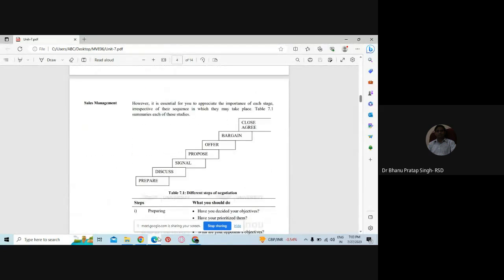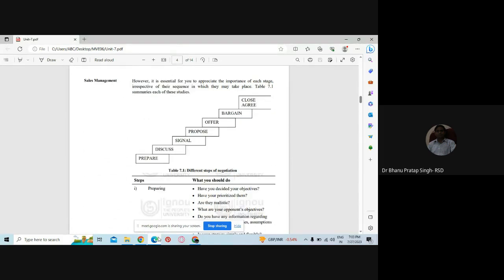What are the steps involved in negotiation? It is also shown through the picture. One has to prepare the idea, then it should be discussed with the counterpart or customer. There should be a signal that the purchaser or customer or buyer is ready or having some interest. If there is any interest from the customer, then the seller proposes some offer, and when both are agreed, they bargain.